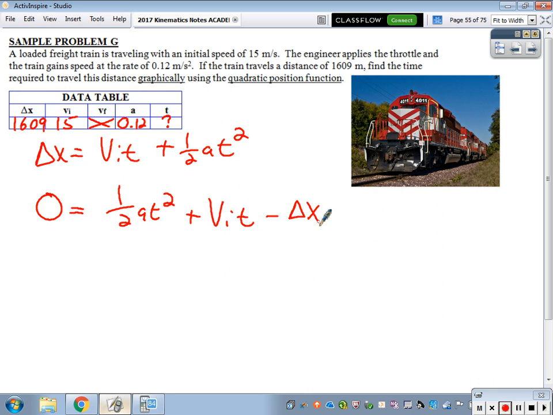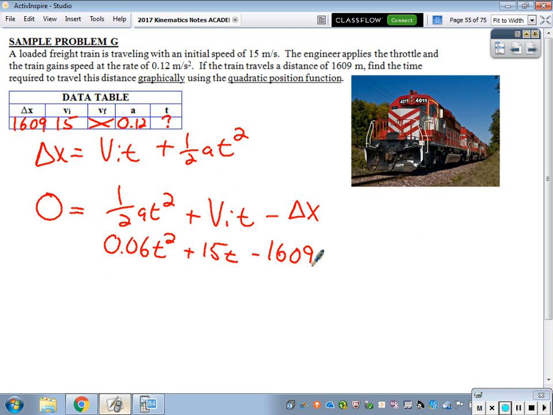Okay? So let's do this together, and the nice thing about this one is we don't need calculators yet. What would 1/2 of a be? 0.06 t squared. What's our initial velocity? So plus 15t minus 1609.